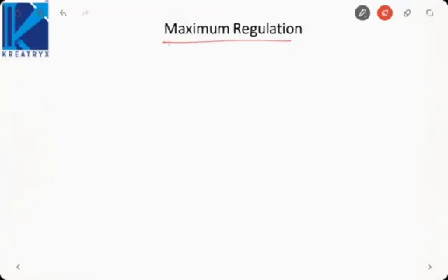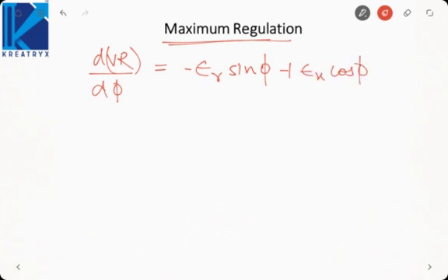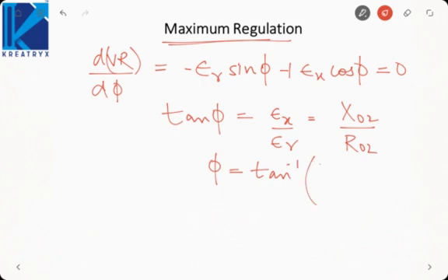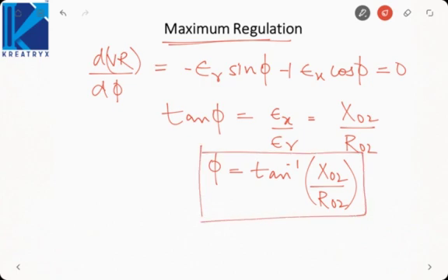So if we want to maximize the regulation, I will have to differentiate the voltage regulation with respect to phi. If we differentiate with respect to phi, it will be minus epsilon R sin phi plus epsilon X cos phi equal to 0. So tan phi is equal to epsilon X by epsilon R, which is X02 by R02. Phi is equal to tan inverse X02 by R02. Okay, this will be my power factor angle for attaining the maximum regulation, and maximum regulation can only occur for lagging power factor load. This expression we have derived by using the regulation defined for lagging power factor. Okay, that is an undesirable condition actually, where the regulation is maximum.